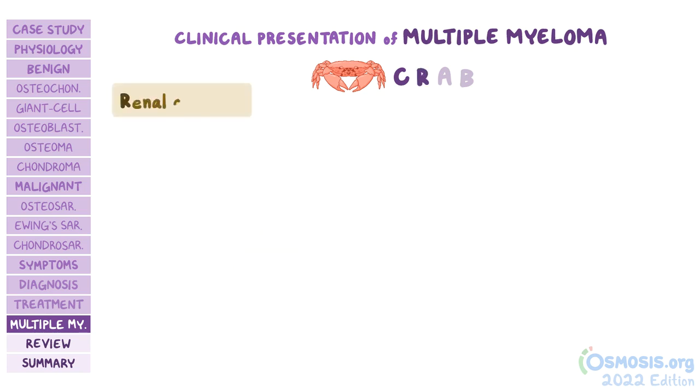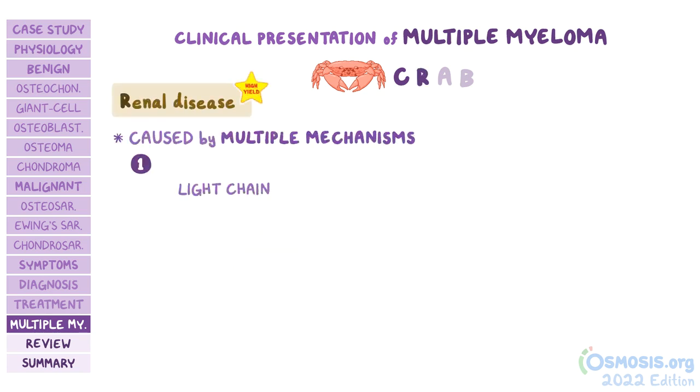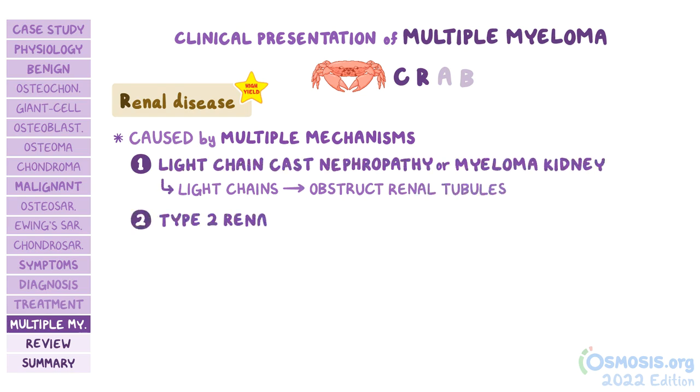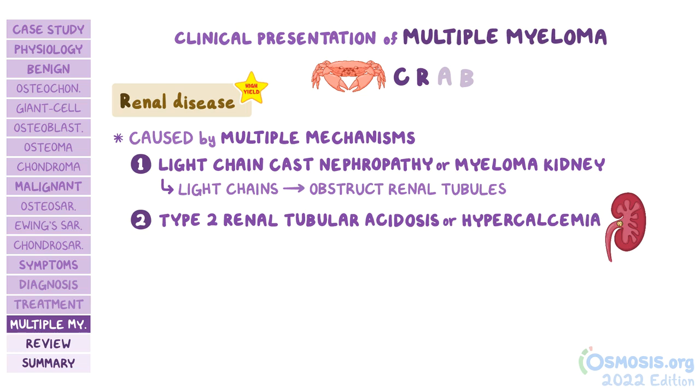Alright, R is for renal disease, which can be caused by multiple mechanisms. First, the light chains can deposit in and obstruct the renal tubules, and this is called light chain cast nephropathy, or myeloma kidney. A second cause is type 2 renal tubular acidosis, or even hypercalcemia, which might result in the formation of calcium phosphate kidney stones.